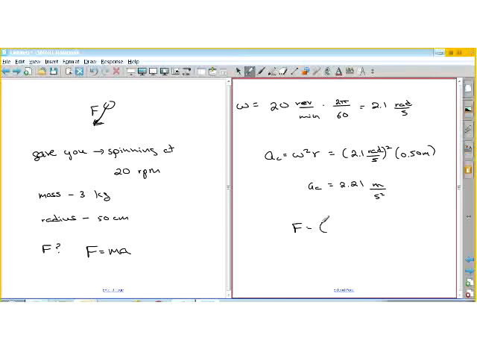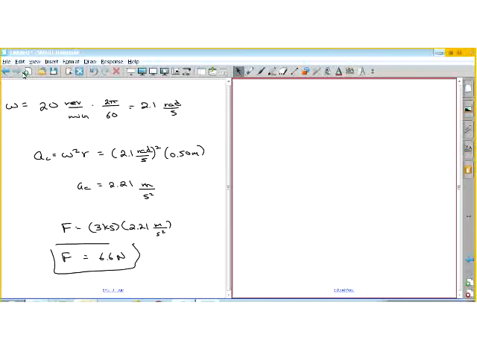Okay. Then all you have to do is apply this to find the tension of the rope. It's the mass, which is 3 kilograms, times the centripetal acceleration, which is 2.21 meters per second squared. So you take 2.21 and multiply by 3 kilograms, and you get a force of 6.6 Newtons. So, those are the kind of things that you might have beyond planets.